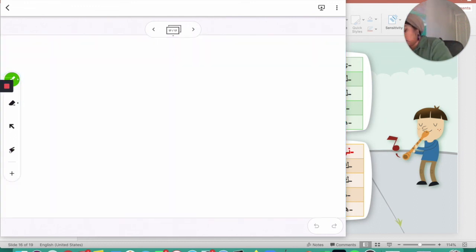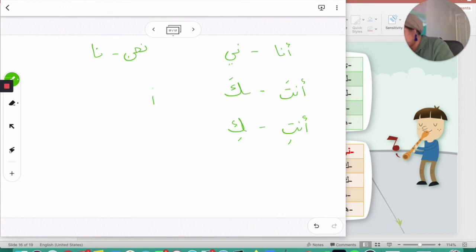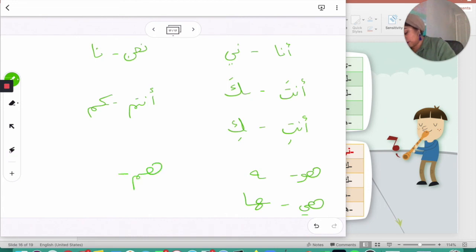So if you need to write here, it's ana. It's a noon ya when it's an object pronoun. For nahnu, noon alif gets attached to the end. For anta and anti, we attach ka and ki. For ki, it's just with the kasra. Don't put a ya there. For antum, we're going to add kum. For huwa, we're adding hu. For hiya, we're adding ha. Hum, it's just hum.